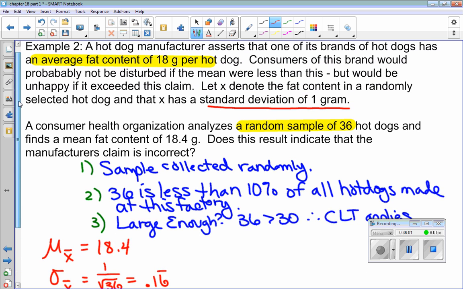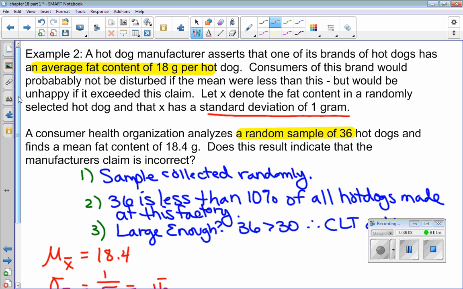Let's make sure we understand how we could answer that question. The mean average that we got from our sample was 18.4, but they claim it's 18.